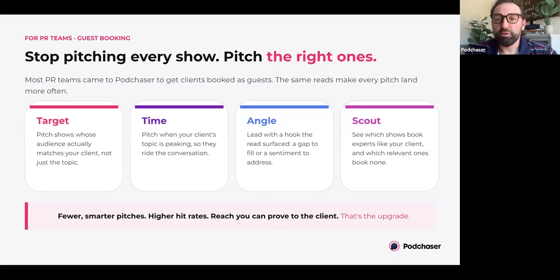And then finally, scout. So see which shows book experts like your client and which relevant ones book none. Again, sticking with the magnet tiles example, let's say it's a pedagogical show. My wife's a teacher. She would probably hit me for not being able to pronounce that.